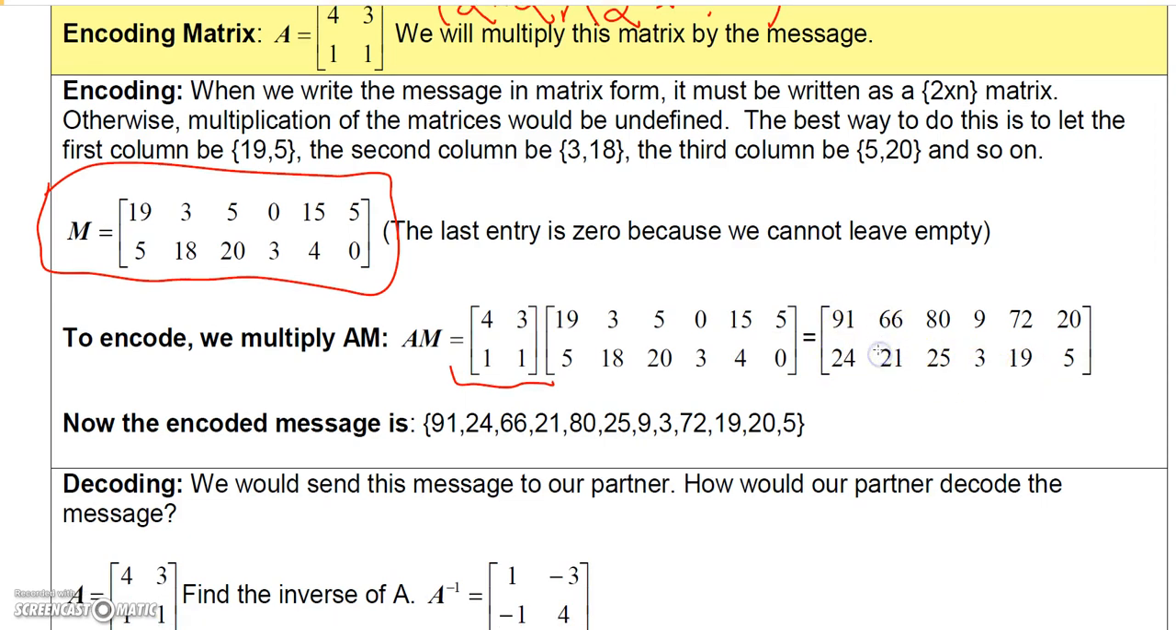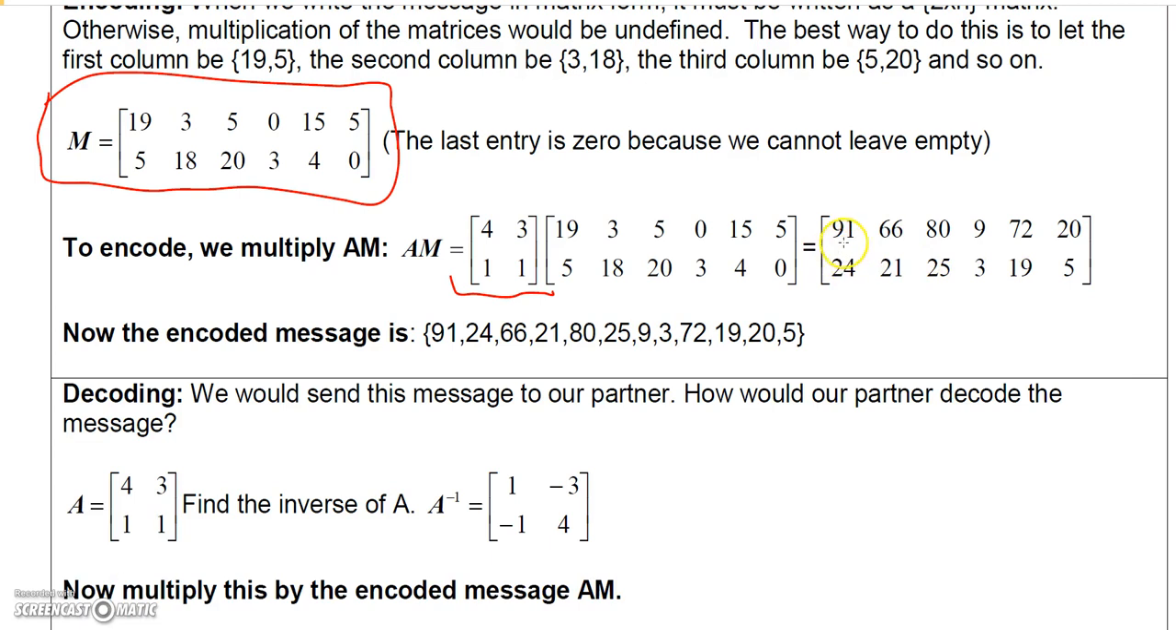So now I would take this out in reverse fashion of the way I put it in. Since I put it in column by column, I'm going to take it out column by column. So I take these numbers out, and I get 91, 24. Then the next column, 66, 21. The next column, 80, 25. The next column is 9, 3. Then 72, 19, and then 25. And so that is the encoded message.